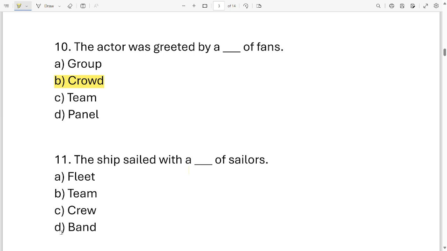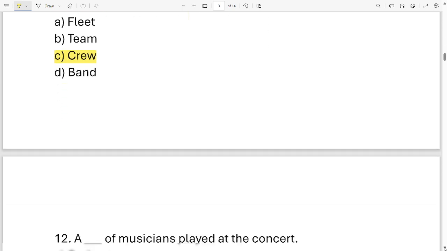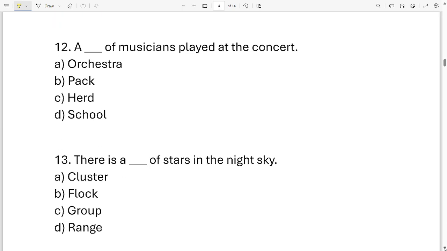Those who are saying option C are absolutely right. Well done. The ship sailed with a crew of sailors. Next sentence. A dash of musicians played at the concert.